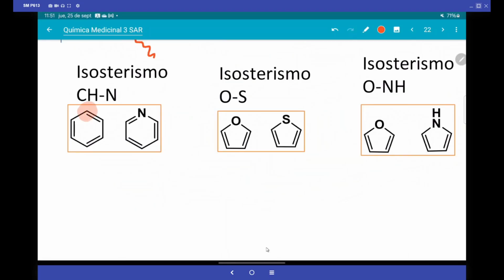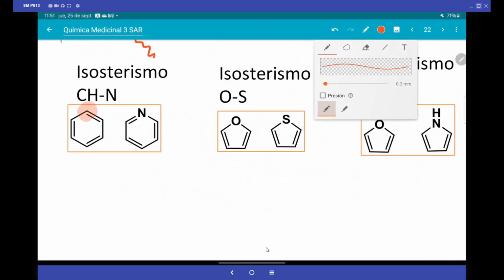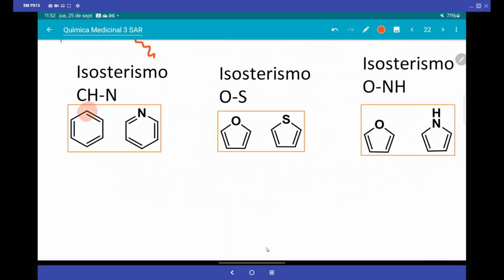Nothing more than the NH criterion, the same amount of valence electrons. Equal to here, oxygen, sulfur, equal amount of valence electrons, oxygen, NH equal amount of valence electrons. Now here, be careful, these would be isosteric in the amount of valence electrons, but the first is only an acceptor of hydrogen bridge, and the second is an acceptor and a giver, or only a giver?